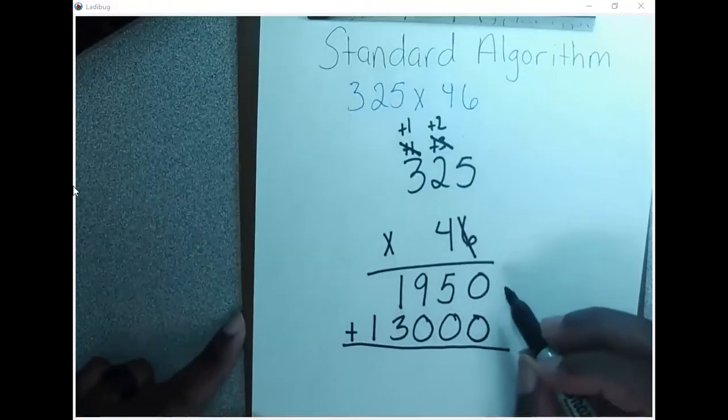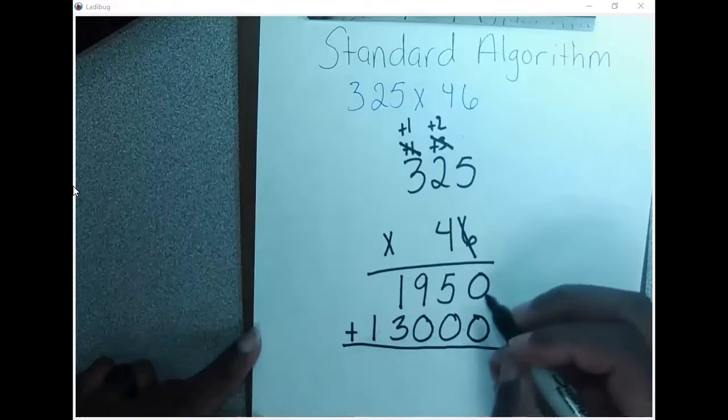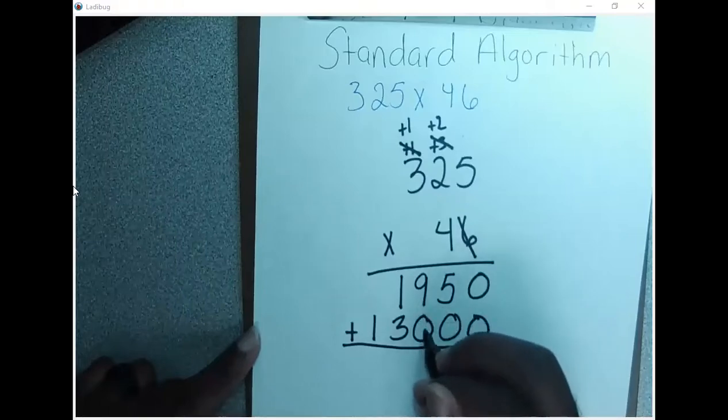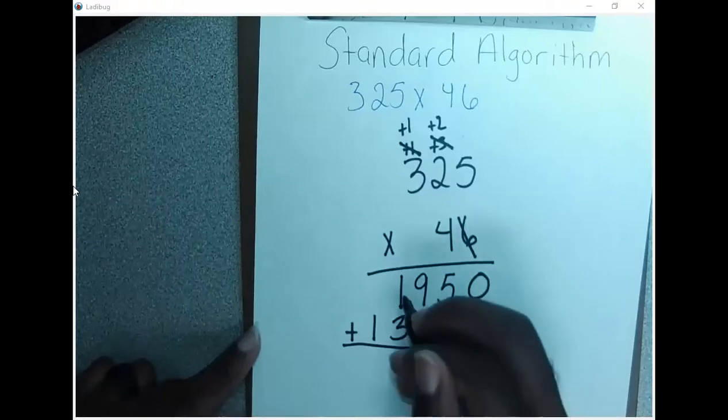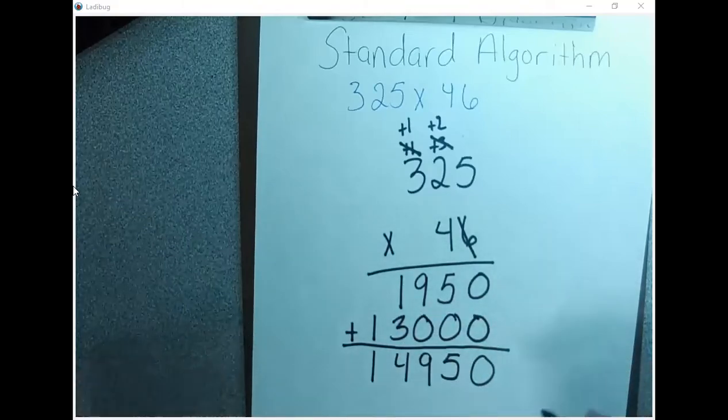So now let's add. When we add, we always start from our 1s and work our way to the left. So 0 plus 0 gives me 0. 5 plus 0 gives me 5. 9 plus 0 gives me 9. 1 plus 3 is 4. And then 1 by itself, this comes down. Now, I got 14,950.